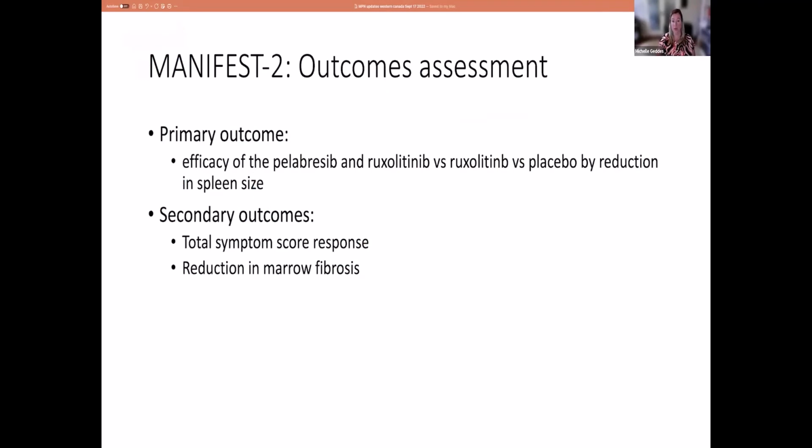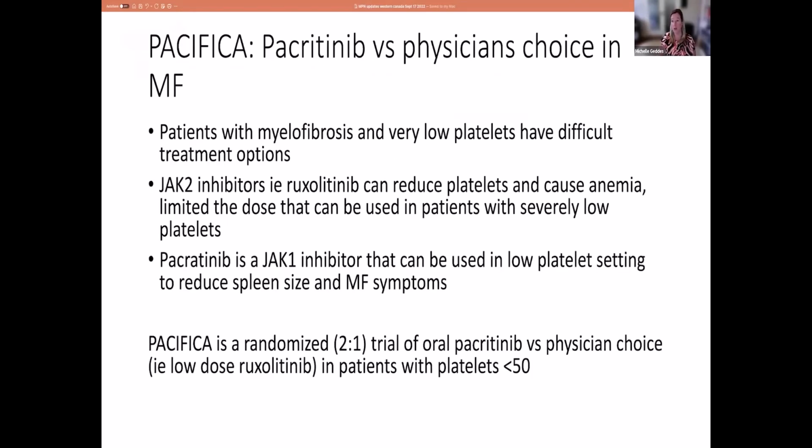And again, they're going to look at quality of life and whether you actually reduce the bone marrow fibrosis. The Pacifica trial is also open in Western Canada. So it's open in Calgary, it's open in Vancouver, I believe in Edmonton as well. I'm not sure about Saskatchewan.